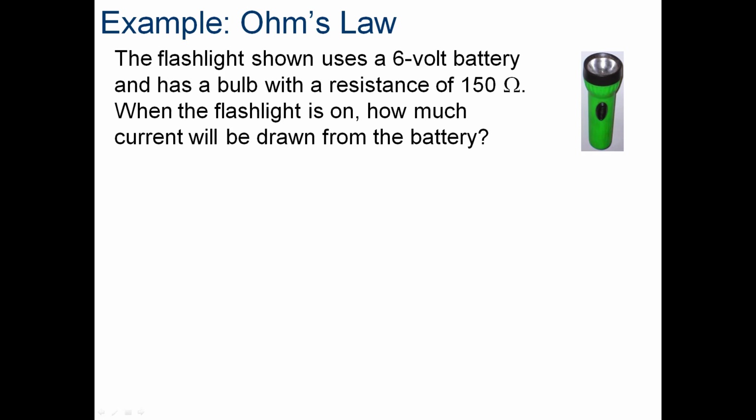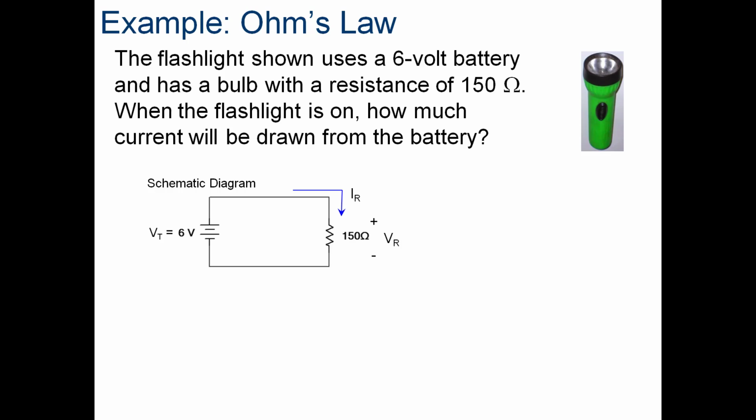So a simple application of this, and then we'll pause with part one, is if I take a flashlight and it has a 6-volt battery and the bulb has a resistance of 150 ohms, how much current is going to be drawn from the battery? I can draw the circuit. Now notice over here on the left-hand side, this is the symbology for a battery, a DC power source. 6 volts is the voltage total. The resistance is just that one element, 150 ohms.